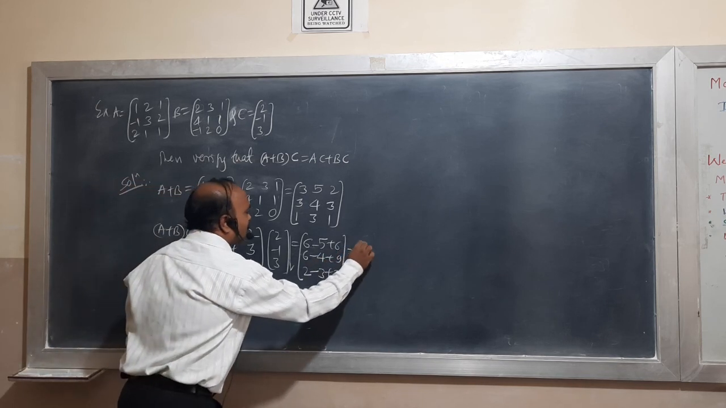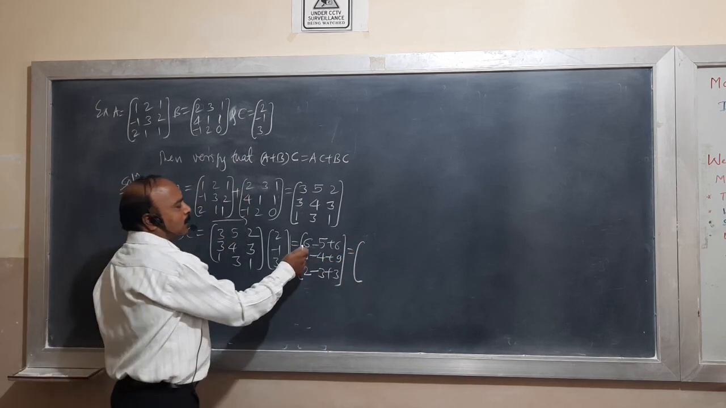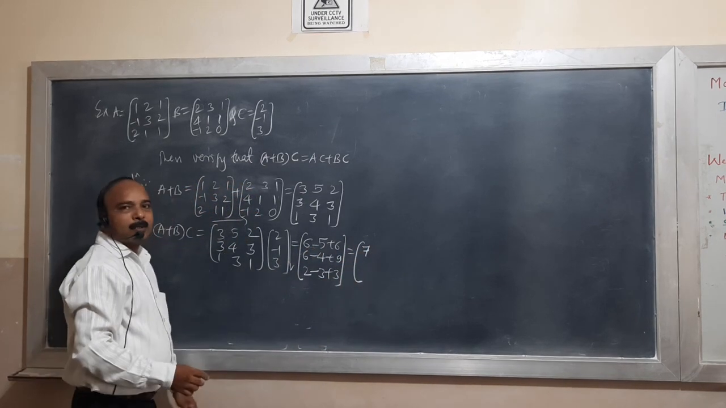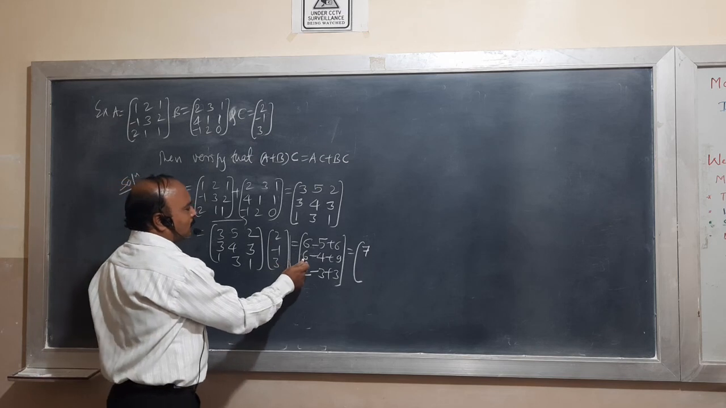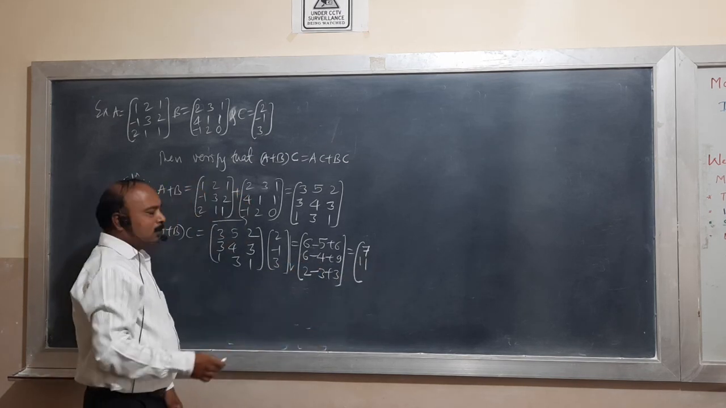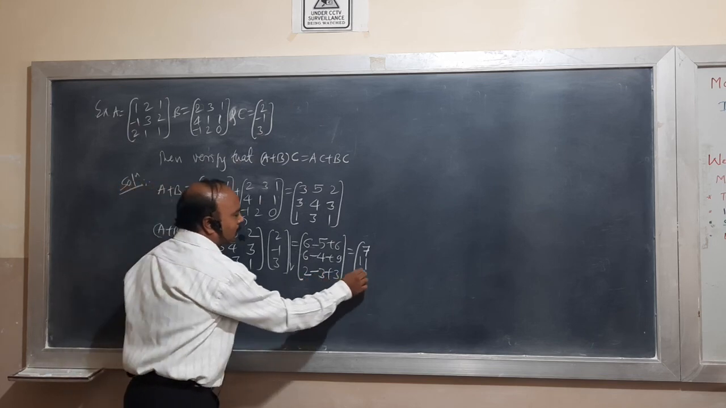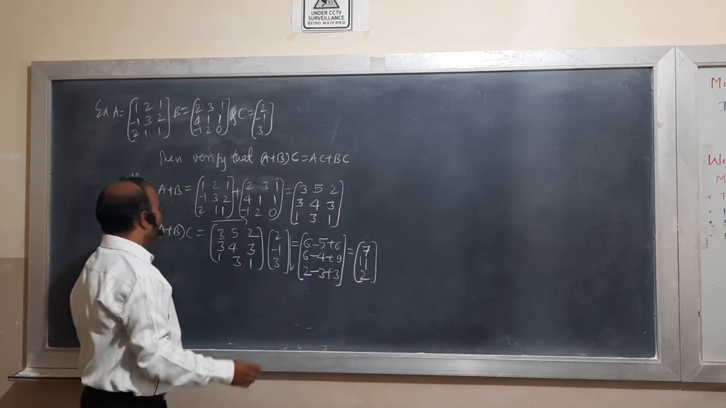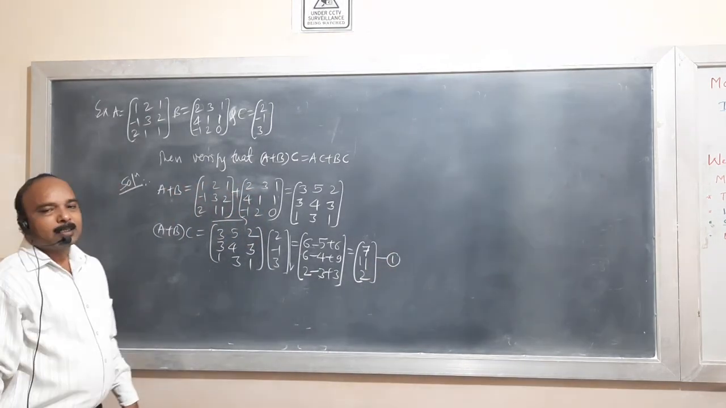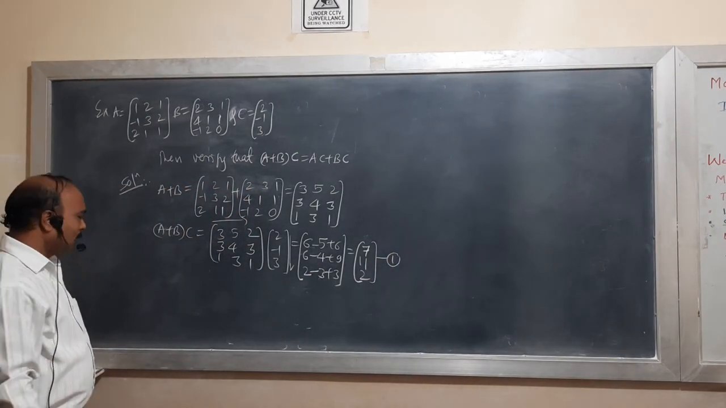We get, it is 6 minus 5, 1 plus 6 is 7. Next, 6 minus 4, 2 plus 9 is 11. Next, plus 3 minus 3 cancel, it is 2. Call this as equation number 1. It is left hand side. Then you go for right hand side, AC.